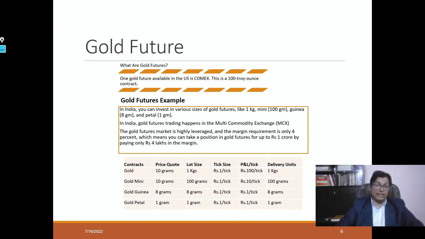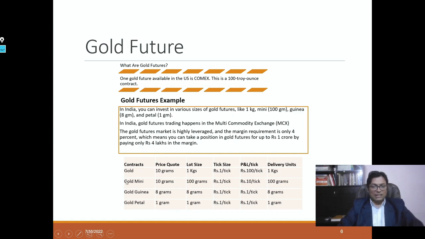India, gold futures trading happens on the Multi Commodity Exchange, MCX we call it, and the gold futures market is highly leveraged. The margin requirement is only 4%, and 4% means you can take a position in gold futures up to 1 crore by paying only 4 lakhs in margin. And various other facts related to gold futures with all the different contracts are given here.